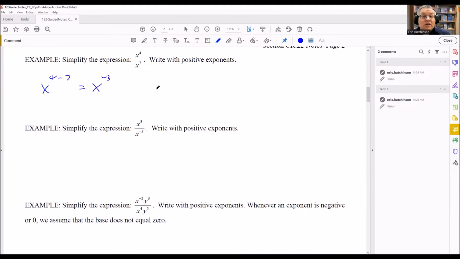But then we want to write this as a positive exponent because the instructions tell us to do so, which means that we're going to just put that on the bottom. So we have 1 over x cubed, and that would be our answer there.